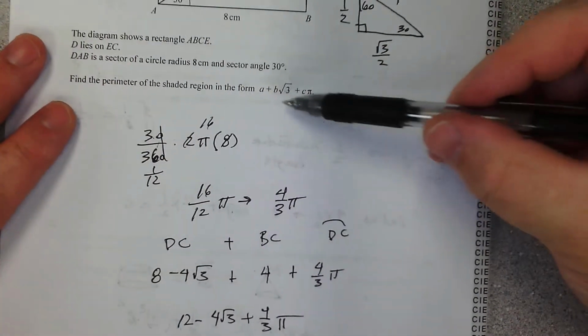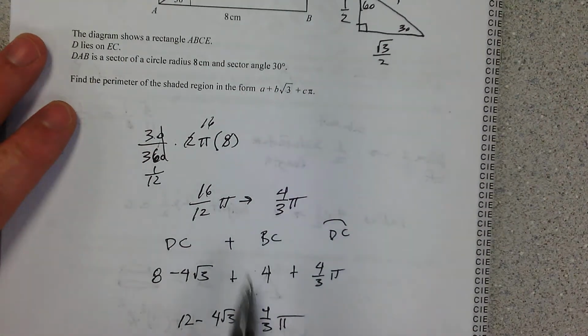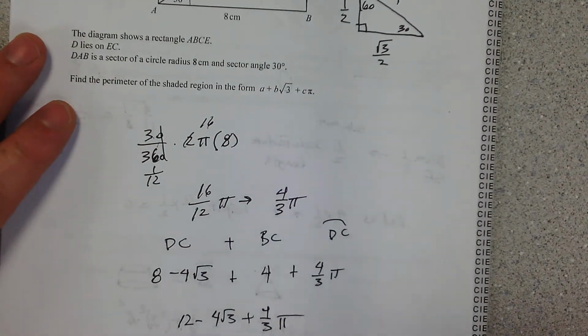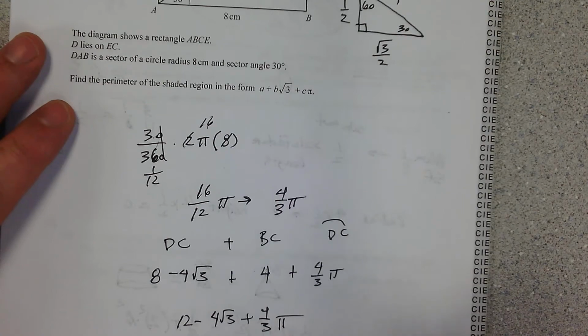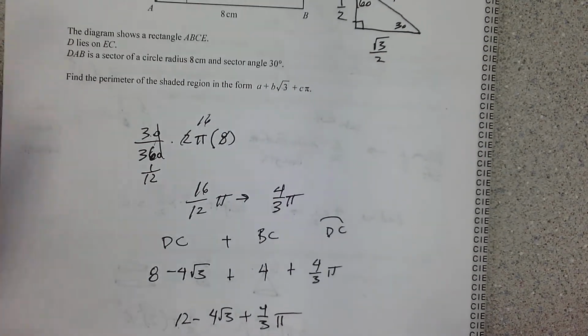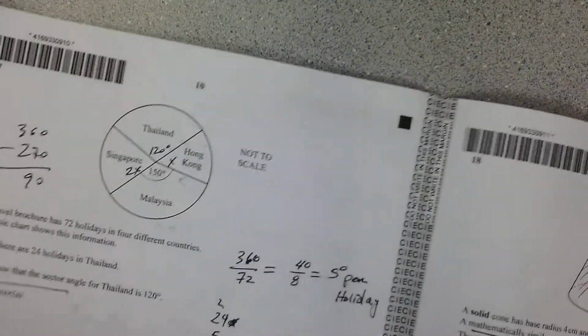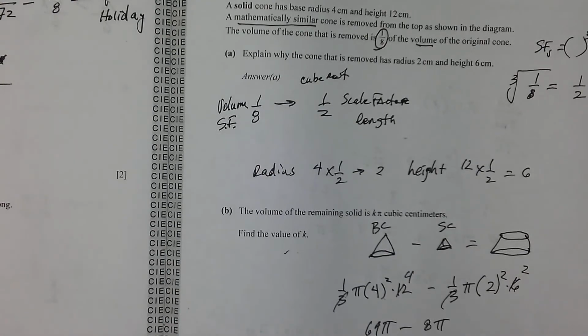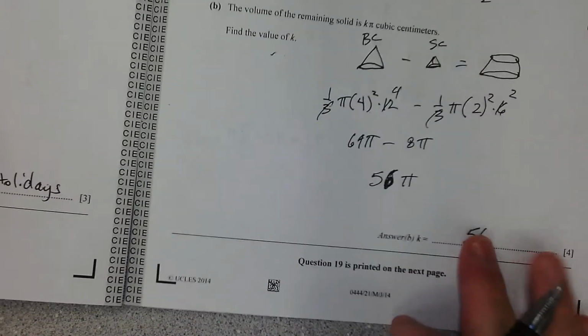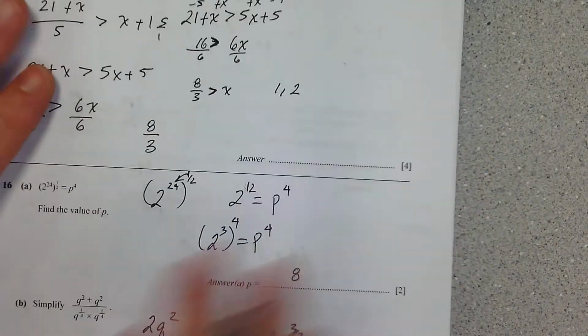Now, it says A, B, and C. So A is 12, right? B is minus 4 root 3, plus 4/3 pi. Boom, done. All right. So I feel pretty good about this test, except for, see, I did mess that one up. 64 minus 8 is not 58, it's 56, right? And this one I'm not sure about. So let's see here. This one I'm not sure about.